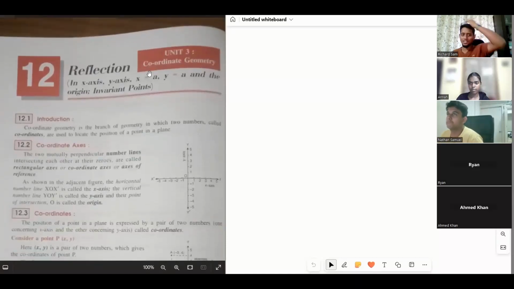Okay, reflection is the first chapter under coordinate geometry. That means everything to do with graphs. Okay, it's a graph chapter, but you don't need a graph. You might need it towards the end of the chapter to make it easier, but most of the questions in this chapter can be done without a graph.